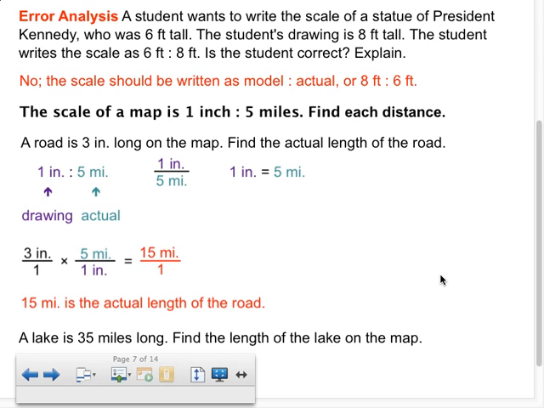All right. I don't know if you can see this at the bottom. There's a lake, and it's 35 miles long. How long would it be on the map? So they're telling you the actual now. They want you to find the length it would be on the map. Jonathan, what's your guess? You think it's 7 inches? How'd you come up with that?